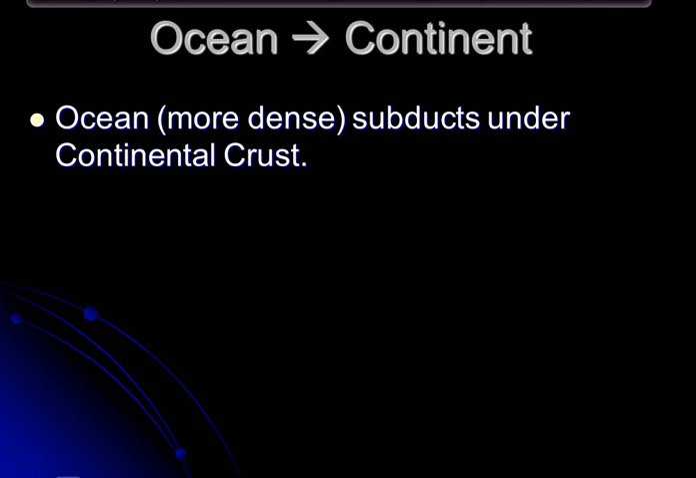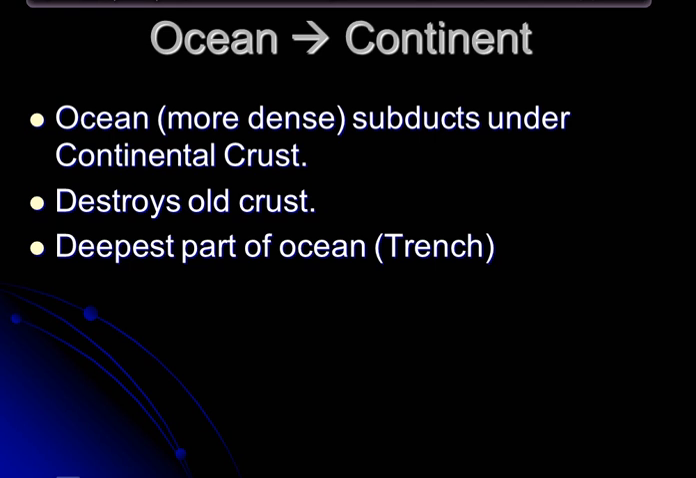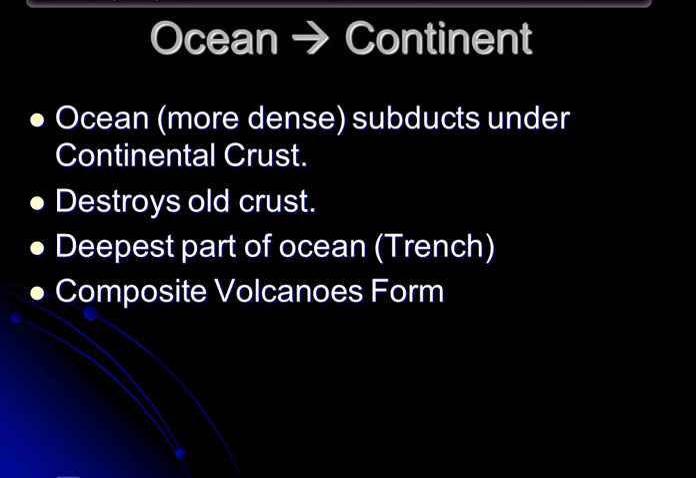So, ocean, which is more dense, subducts underneath the less dense continental crust. It destroys old crust, just as we saw in class with our little model. This is where you get the deepest part of the ocean. Earlier we were talking about the mid-Atlantic ridge not being the deepest part of the ocean. It's not in the middle of the ocean. Rather, it's at what's called the trench. This is where we get composite volcanoes to form. Composite volcanoes are the most deadly volcanoes. They're the volcanoes you want to stay far, far away from. We'll come back and talk about that in just a little bit.